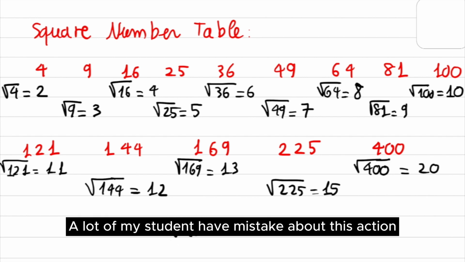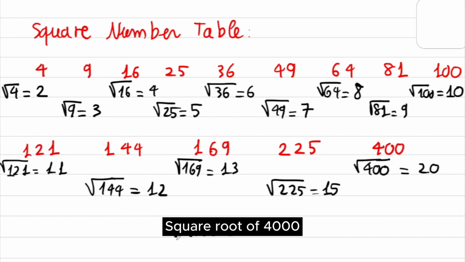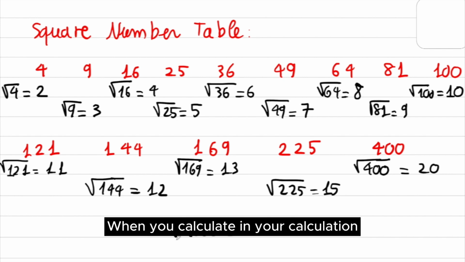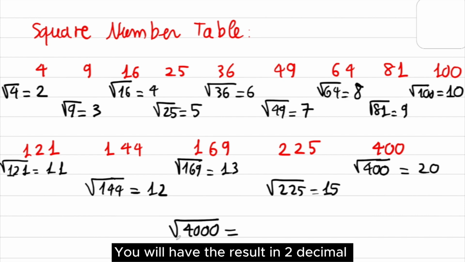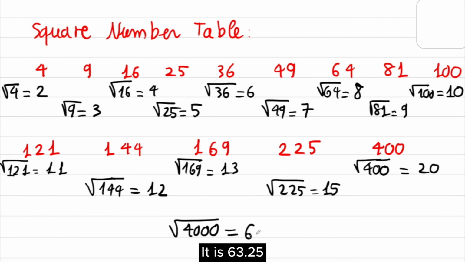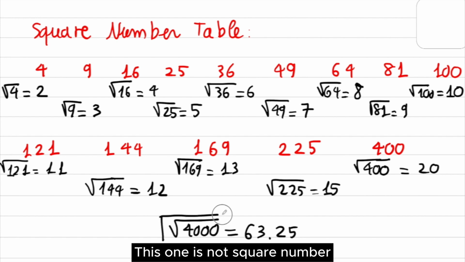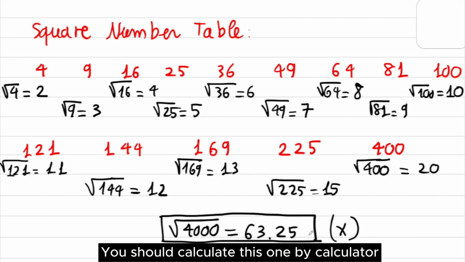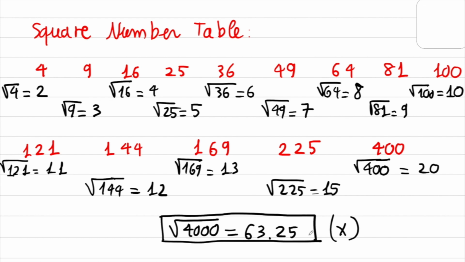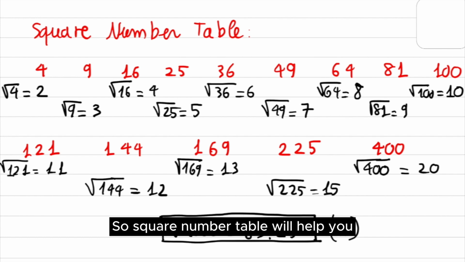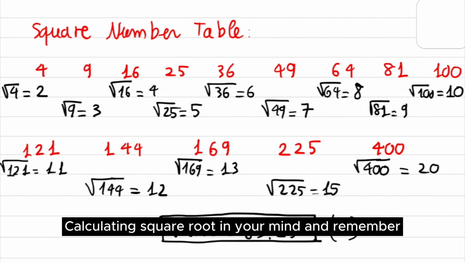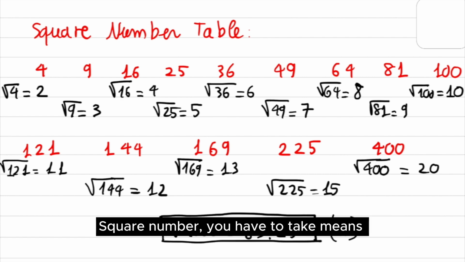How about this one? A lot of my students make a mistake here. The square root of 4000. When you calculate on your calculator, the result in two decimal places is 63.25. This one is not a square number. You should calculate it with a calculator; you cannot calculate it in your mind. So the square number table will help you calculate square roots in your mind. And remember, when you take the square root of a square number, you will have an integer as the result. Okay, remember that.